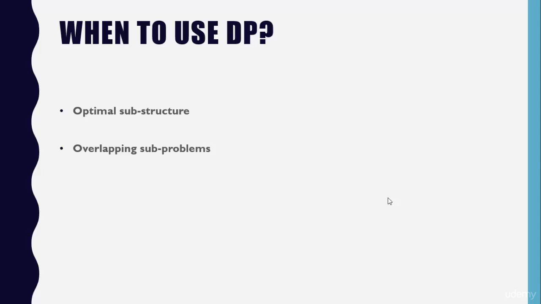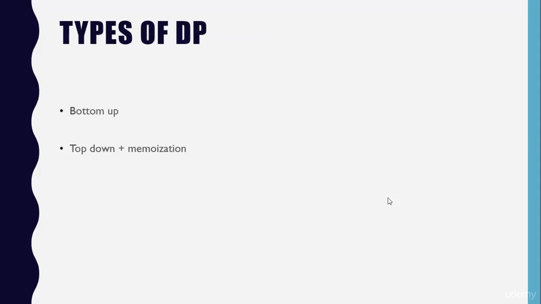There are two types of DP. We can either build up solutions of subproblems from small to large, bottom up, or we can save results of solutions of subproblems in a table, top down plus memoization.